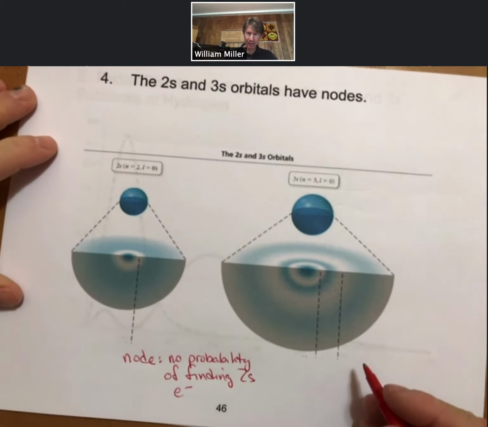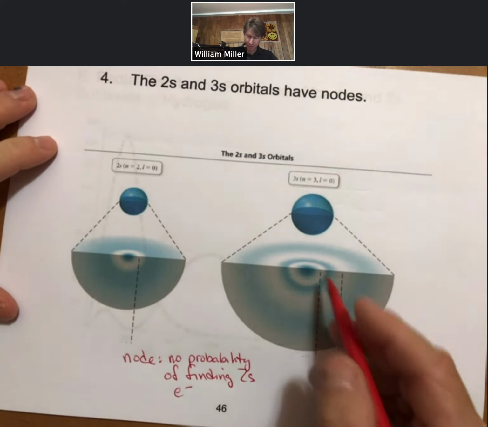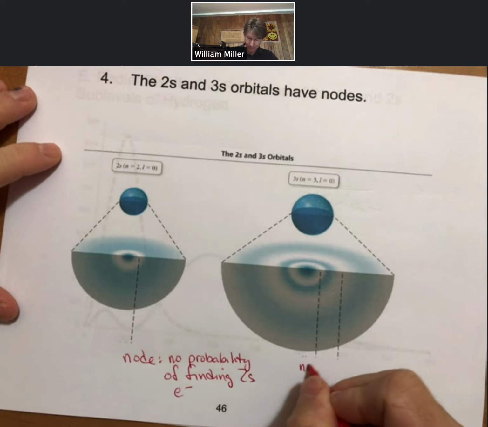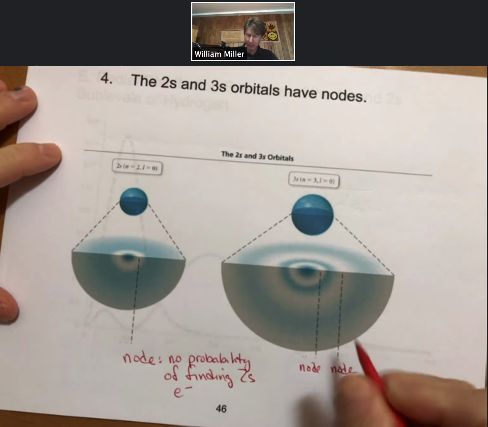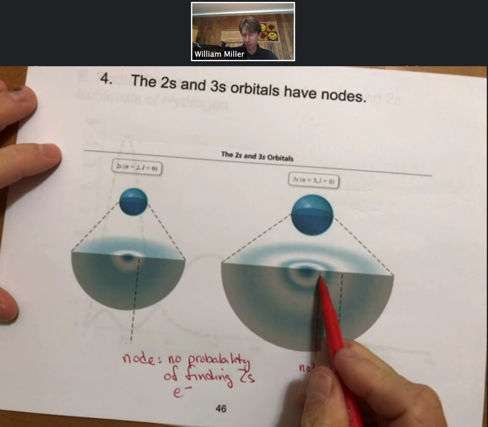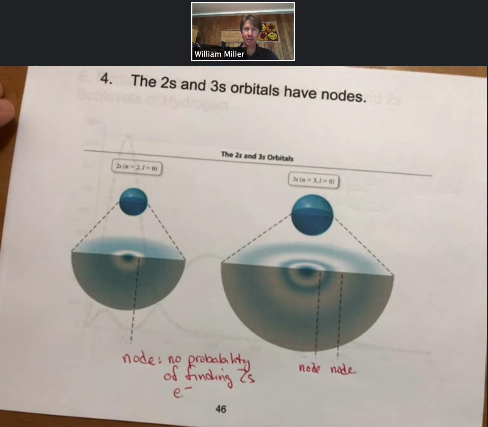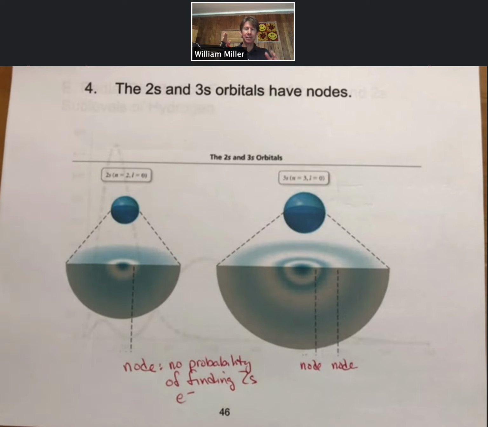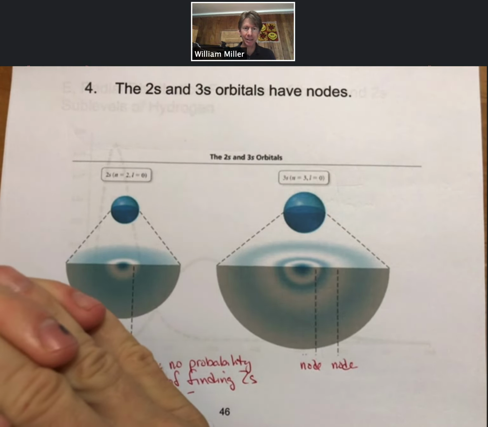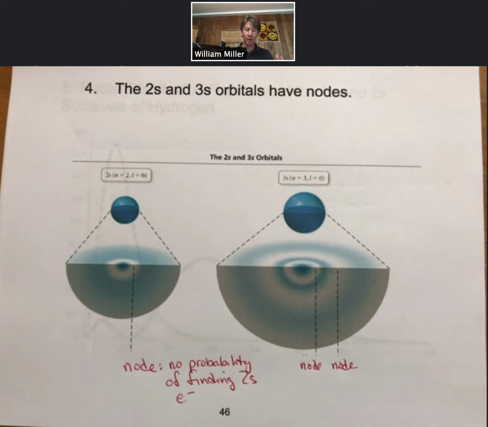And then in the 3s, there'll be two nodes. And these nodes will be approximately where the 1s and the 2s electrons are. So you can think of the 3s electrons, so the sphere's getting bigger for n equals 3, but within that sphere there's structure that attempts to keep the electrons, negative things, as far apart as possible.